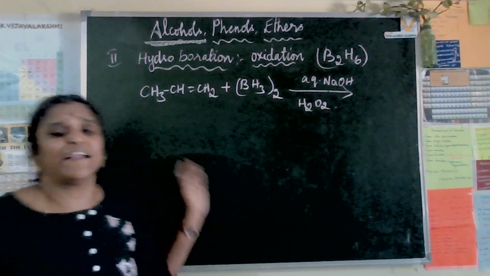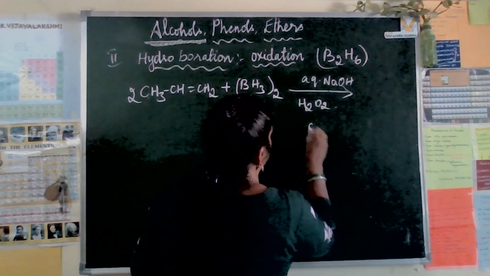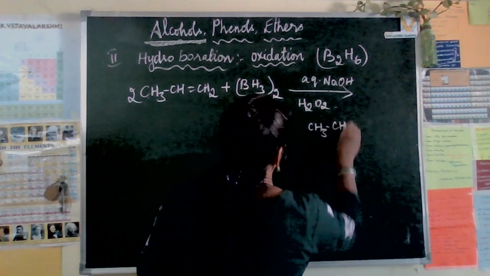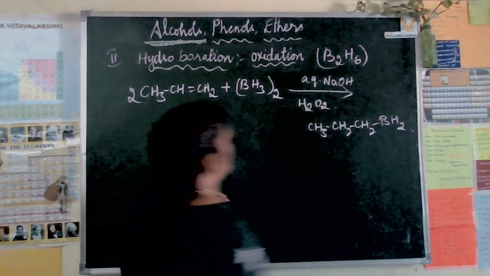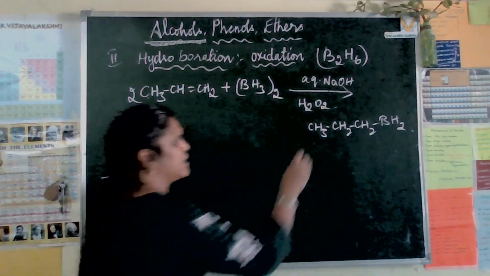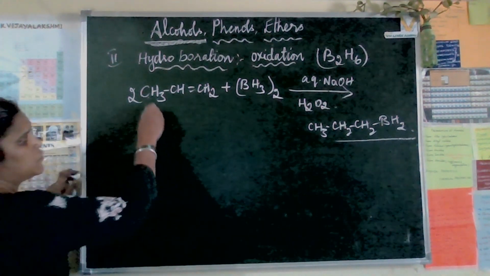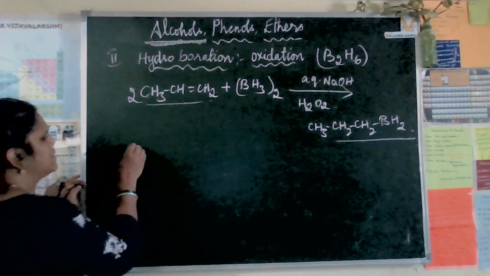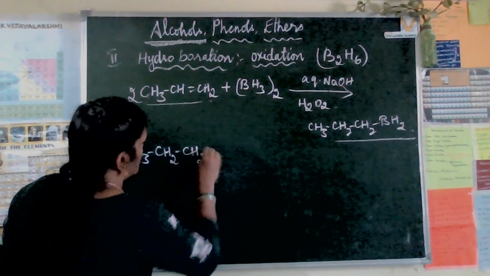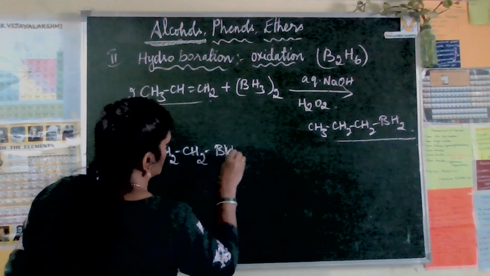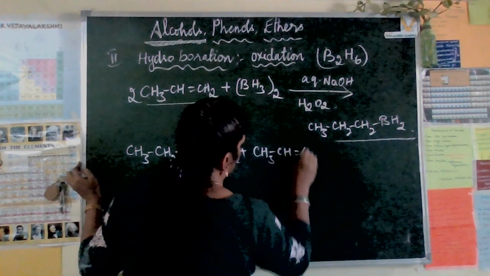So this is actually an addition reaction. Now what happened here? What is the product you are getting? CH3, CH2, CH2, BH2. So you are removing that hydrogen and you are getting this product. Now this product again reacts with excess alkene. So here CH3, CH2, CH2, BH2 reacts with alkene CH3, CH double bond CH2.